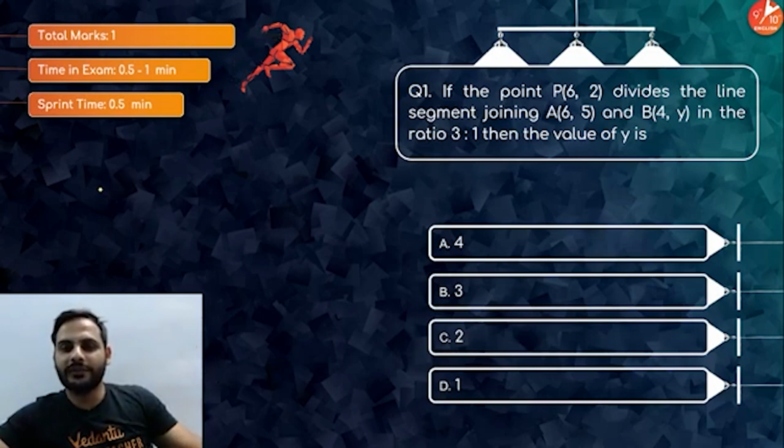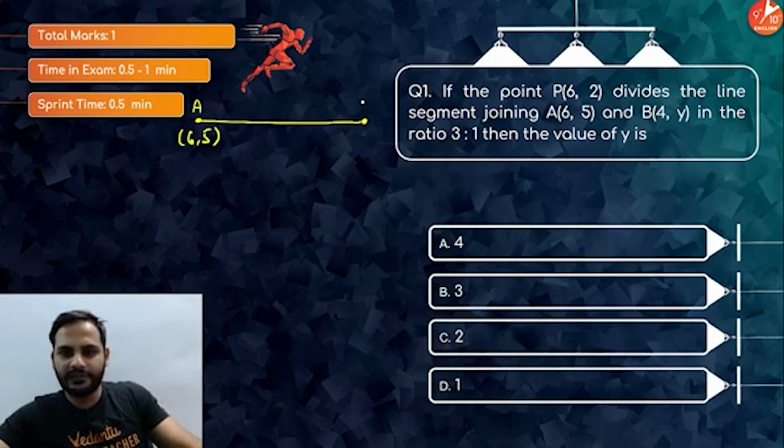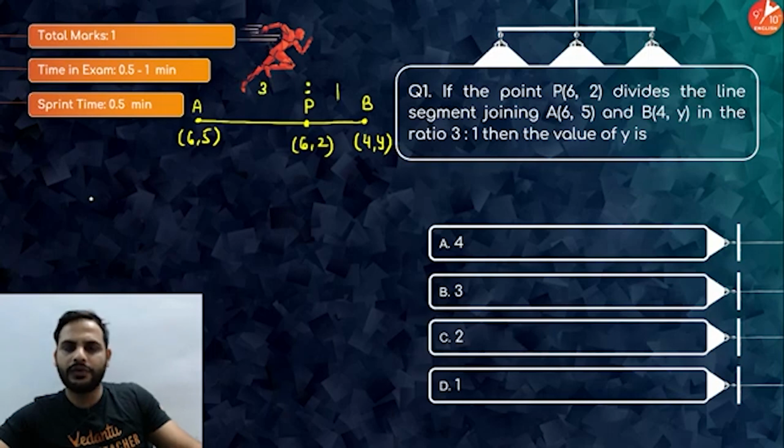ठीक है, चलो. So the point P(6,2) divides the line segment joining A and B in the ratio 3:1. Then the value of y. So it is a direct question of section formula. A is (6,5), B is (4,y), P is dividing in the ratio 3:1. ठीक है, correct है बेटा? A point P divides line segment, then the value of y.